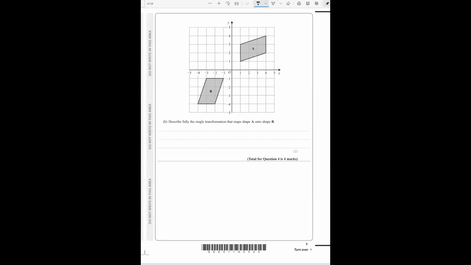Describe fully the single transformation that maps A onto B. Okay, well, it's not a translation. It's not an enlargement. It's either a rotation. No, it would be the other way around if it was rotation. So it's reflection, and it's got to be a reflection in the diagonal line. That diagonal line is y equals minus x. Better actually put that it's a reflection as well. Pretty sure the mark scheme would have given you a mark for reflection and a mark for actually getting the line.